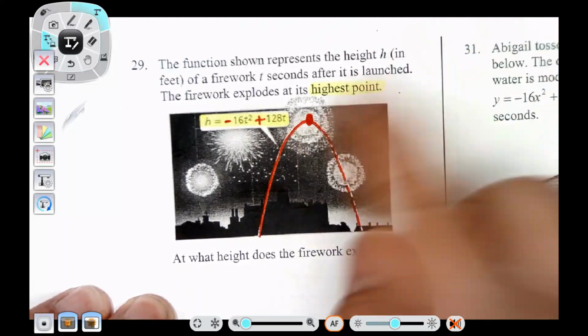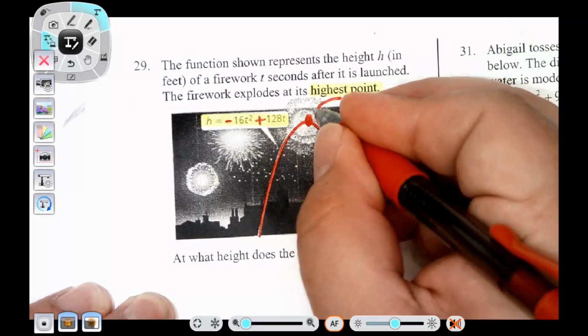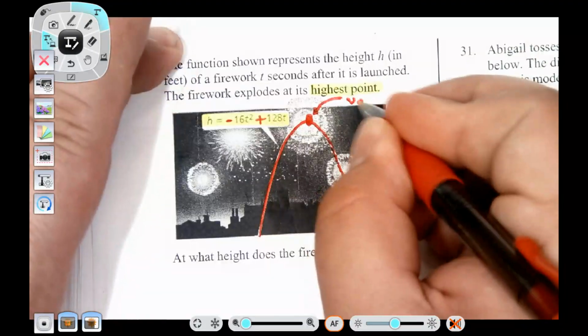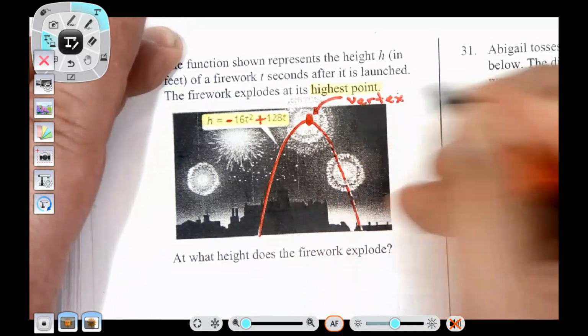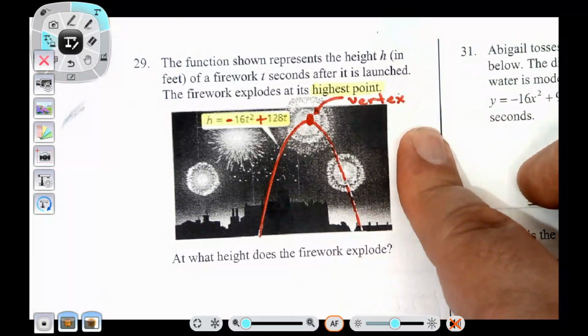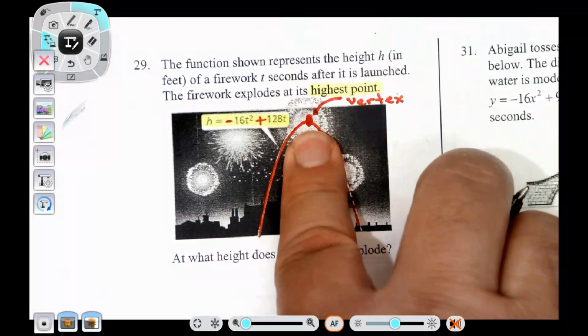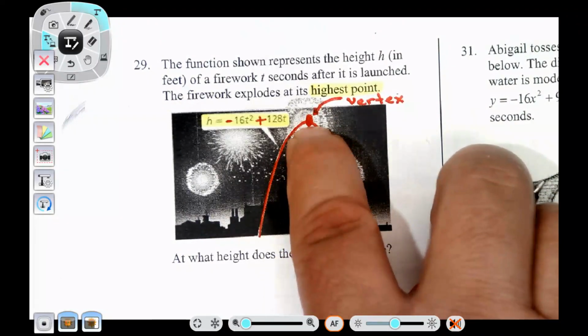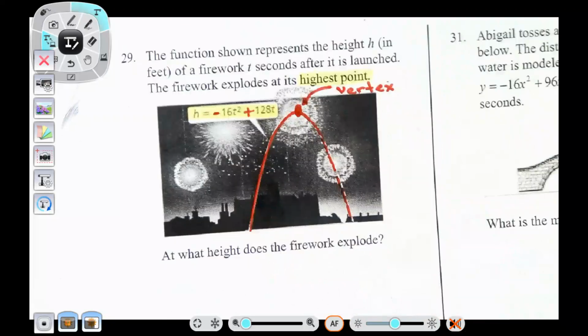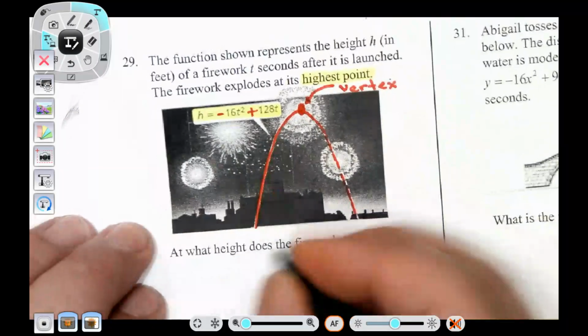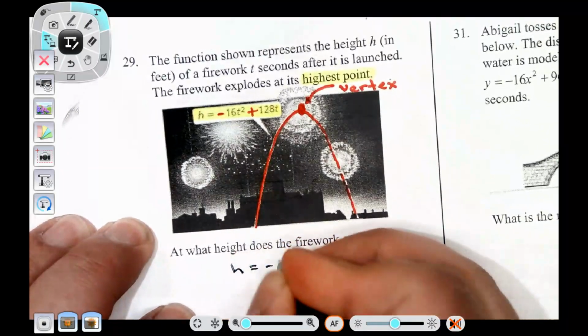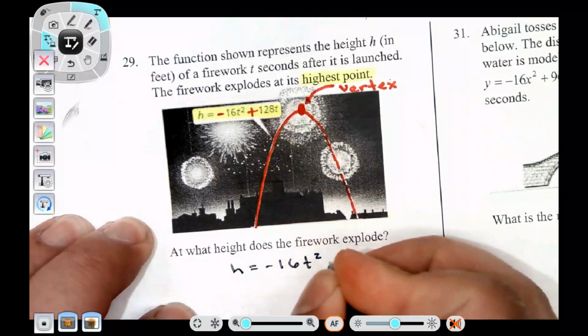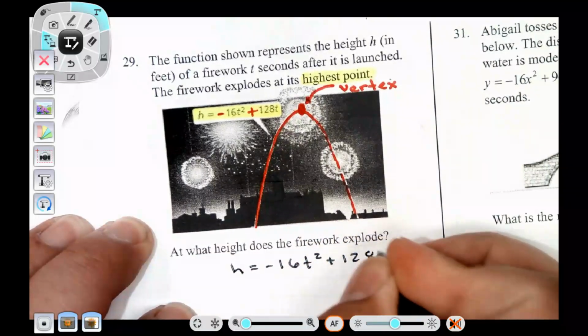And if you want the highest point, well, the highest point has a very special name. It's called the vertex. So this is a throwback to something we've already done. All I'm trying to do is find the vertex, aka the point where it explodes. So here's how we do that. First of all, I'm going to write my equation down. h is equal to negative 16t squared plus 128t.